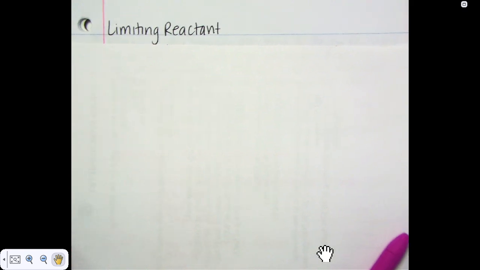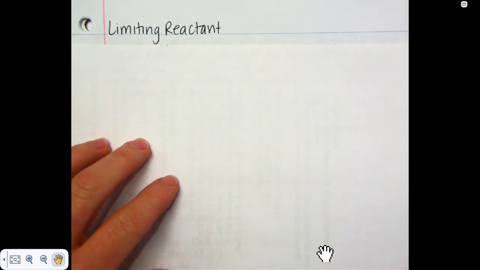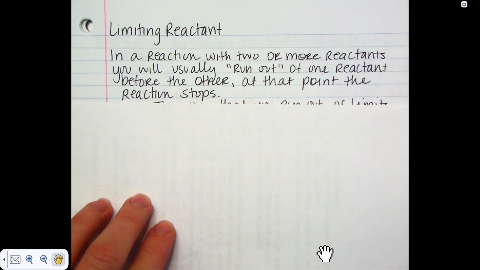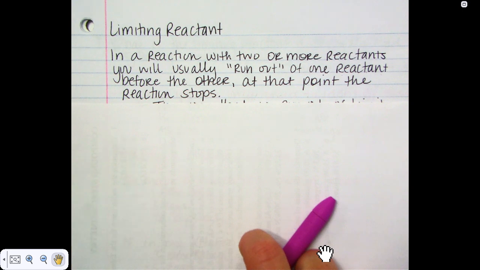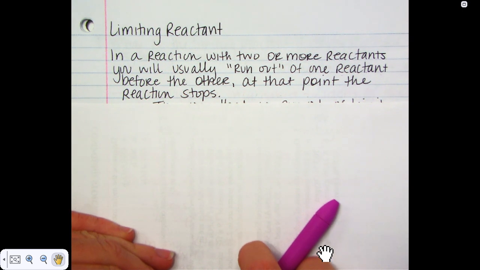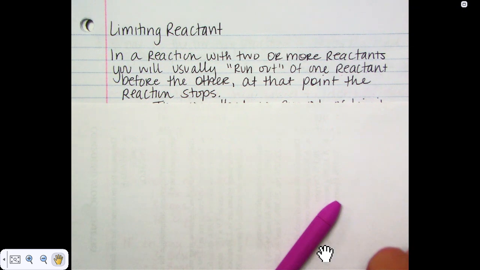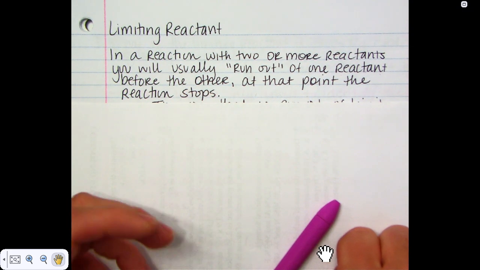Okay, so in this video, we are going to discuss limiting reactant. Limiting reactant is a specific type of reaction stoichiometry where, when you have two or more different reactants going into a process, odds are you're going to run out of one of the reactants before the other.